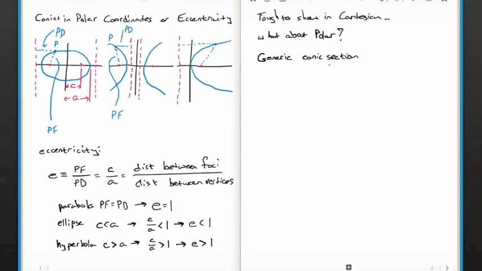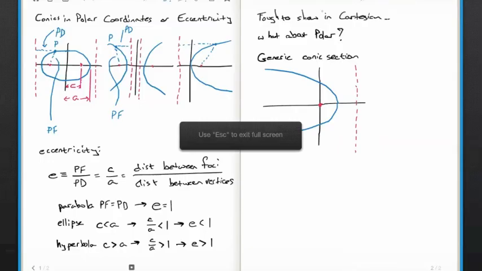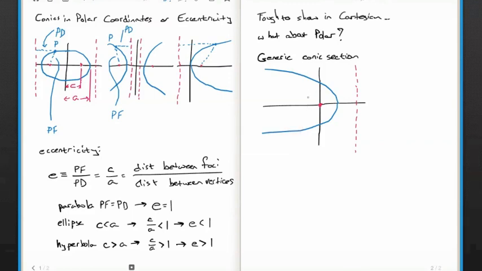I'll edit it. Okay, so here we are again. I just took some time to draw this. So this is a generic conic section. This could be the right end of an ellipse. It could be a parabola, or it could be half of a hyperbola. The important thing here is that notice I drew the focus at the pole. Okay, so let's write this here in black. The focus is at the pole of the polar coordinates.